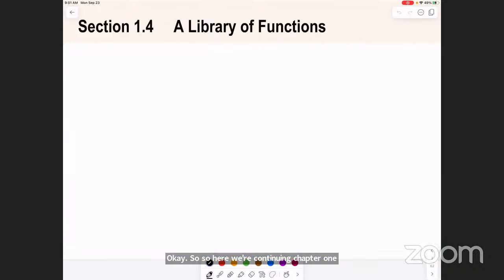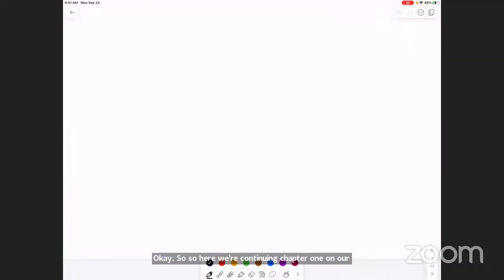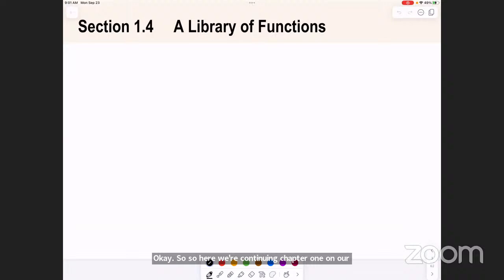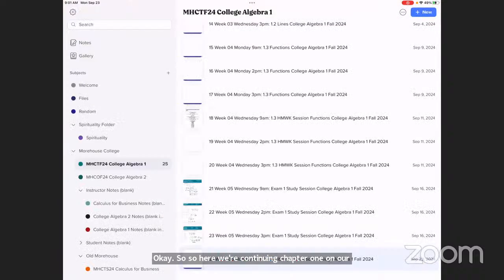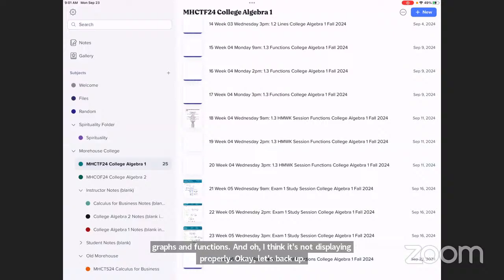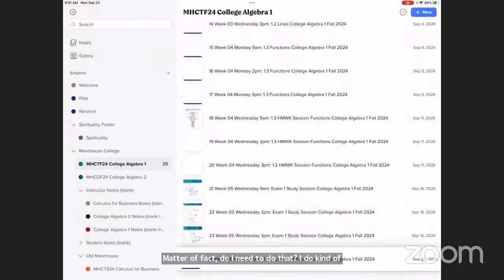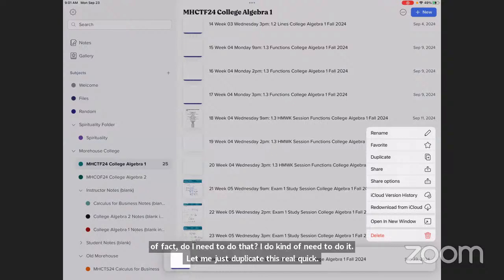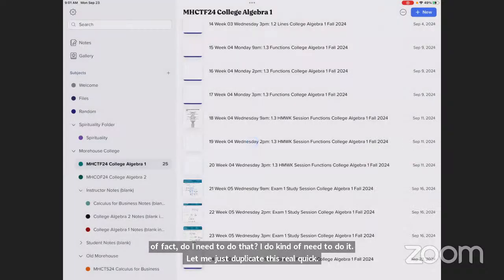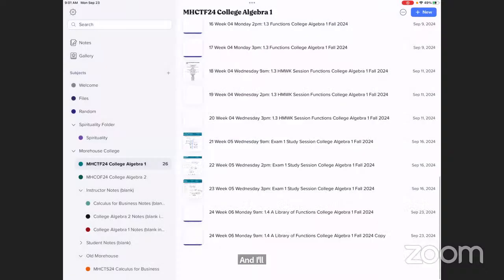And I think it's not displaying properly. Okay, let's back up. Matter of fact, do I need to do that? I do kind of need to do it. Let me just duplicate this real quick. And I'll fix that later. Gates. Online math. All right.